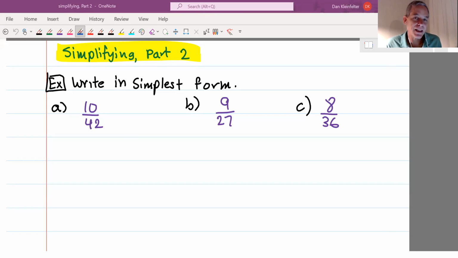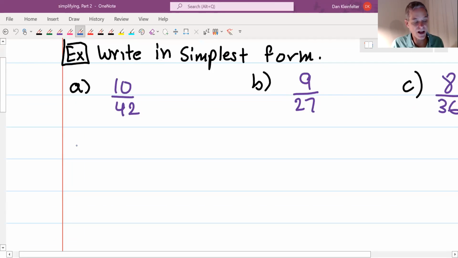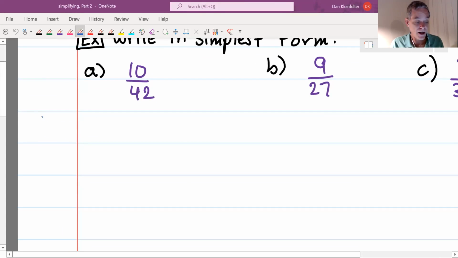Welcome back, everybody. In this video, we're going to be working on some examples involving simplifying fractions. So let's get started. The first one, we want to simplify 10/42. As we saw last time, the way that we want to proceed is by finding the prime factorization of each of the numerator and denominator.